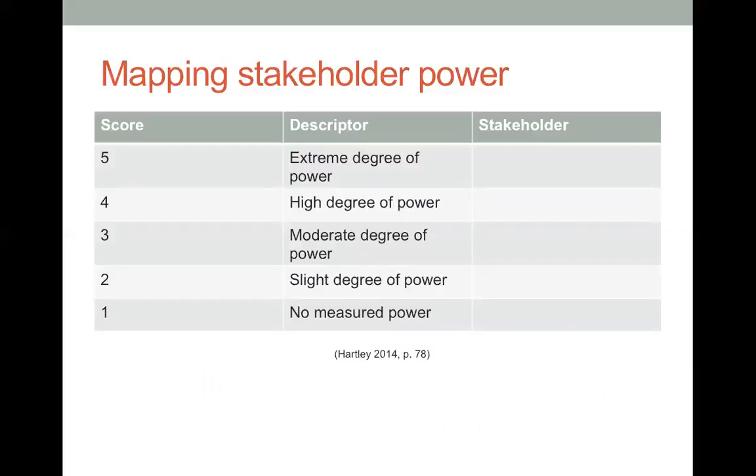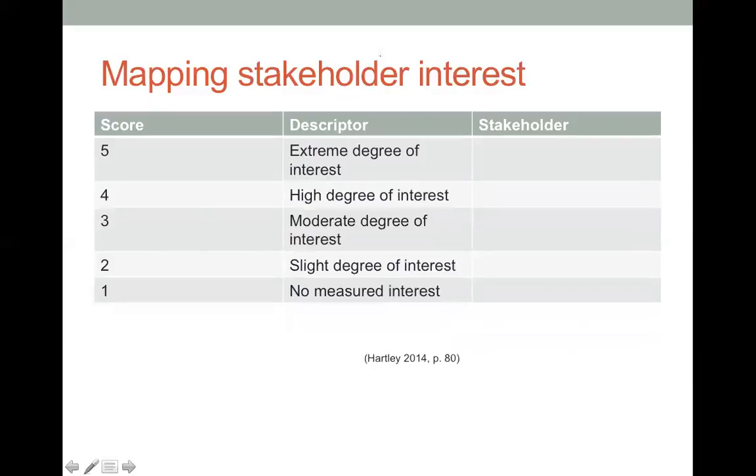So some scholars suggest mapping the stakeholder powers. So we may rate them from 1 to 5. 5 means extreme degree of power. These guys are so powerful in the organizations. 4, high degree of power, and right down to 1, no measured power, basically. So we can map them based on this to understand where they sit. This helps us manage our stakeholders.